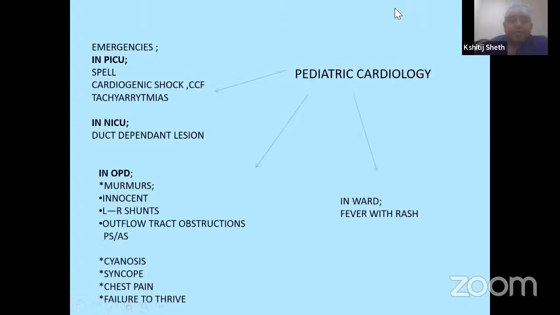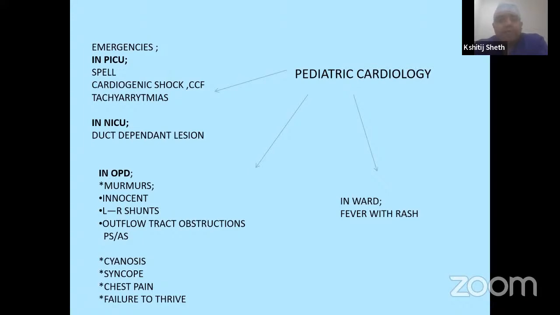So this is what we overall see in pediatric cardiology. In the ward, we usually have patients who are admitted with rash. In OPDs, we have patients being referred for murmurs, for shunt lesions like VSD, PDA, ASD, or outflow tract obstruction like aortic stenosis, pulmonary stenosis. Also, there are complex heart diseases which present with cyanosis. In adolescents, we have patients with syncope, and failure to thrive is a major referral indication in kids.